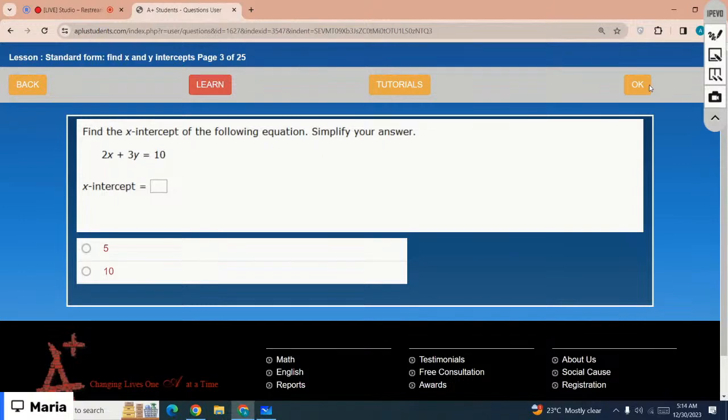Find the x-intercept of the following equation. Simplify your answer. So which is the correct option? You have to put y equals 0. So yes, x equals 5. Option number 1 is the correct option. Got it?